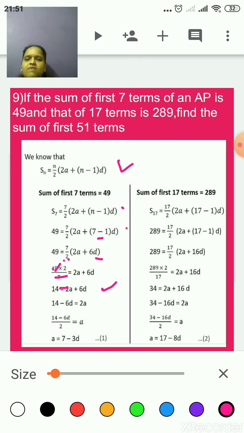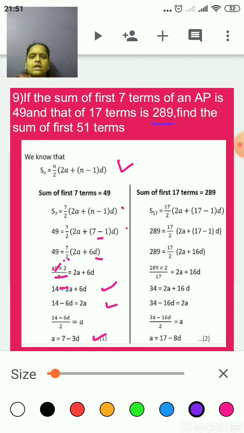If you simplify further, divide both sides by 2. So you will get 2a equal to 14 minus 6d, divided by 2, and finally you will get a equal to 7 minus 3d. Make it step 1. Similarly, use the second value, that is the sum of 17 terms is 289. In the same way, you substitute and find the second equation. Yes, so here step 2.